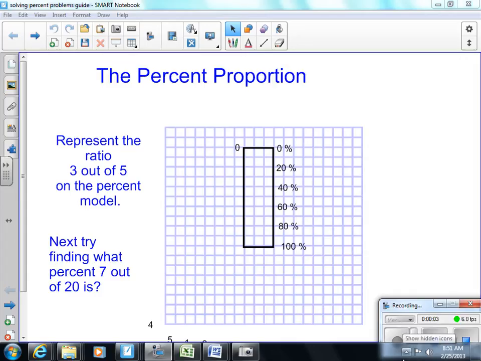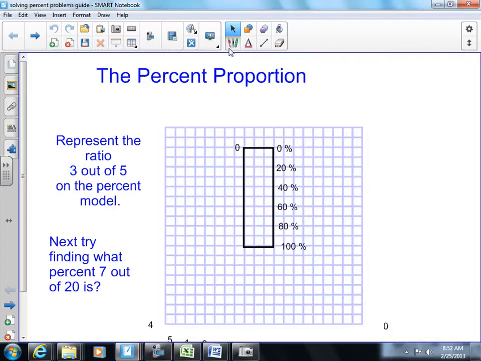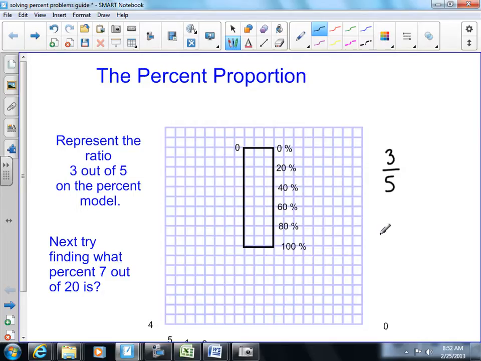Let's take a look at solving percents today. Let's represent the ratio 3 out of 5 on this percent model. What do I do to find the percent for 3 out of 5? If I got 3 out of 5 questions, you can think of dividing it. You're thinking taking 3 divided by 5. Everybody do that, please. And what do you come up with? You come up with 6/10.